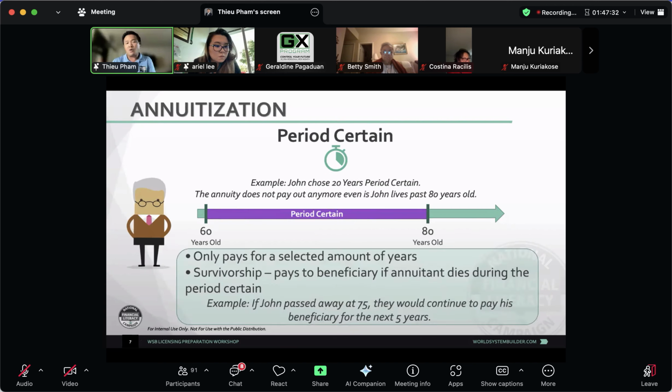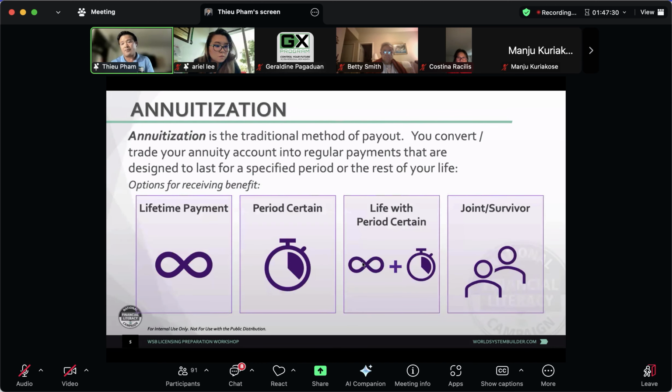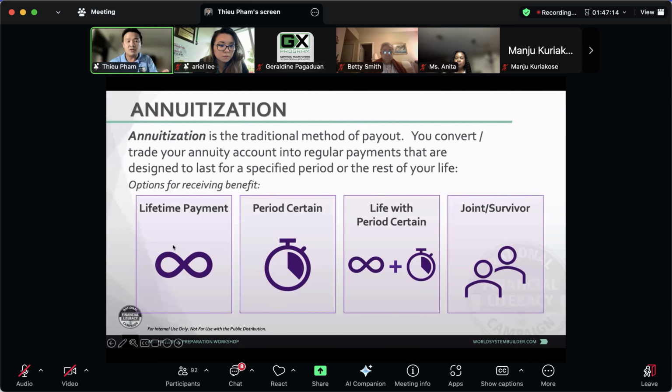Okay, so I want to go back here. With these 4 types, from left to right, the one on the left is where the client gets the most money. Why? They're taking more risk that if they pass away too early, there's nothing left for the beneficiary. So it goes from the most, life only, then period certain, life with period certain, and joint survivor. On a test, I guarantee they'll ask you some of these questions. They'll ask which option the client will get the most money, and which option the client will get the least amount of money.